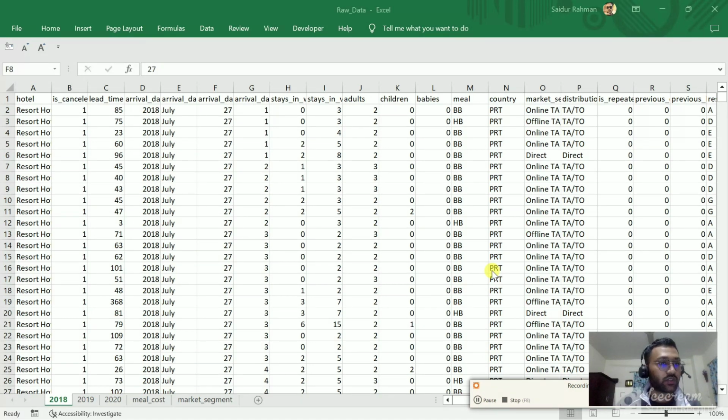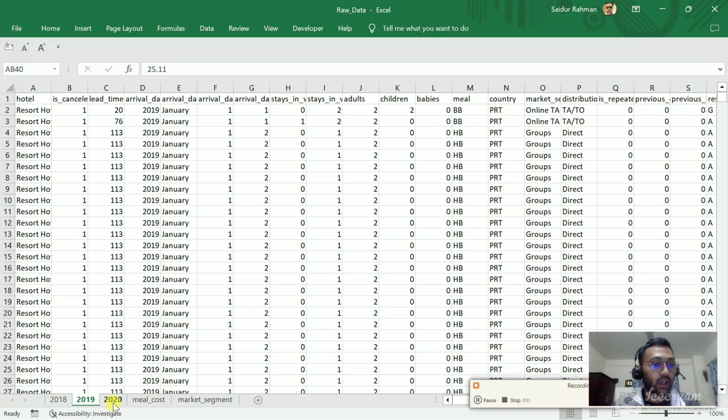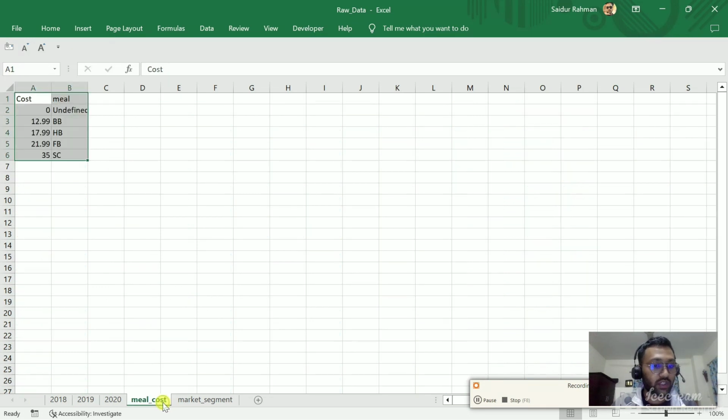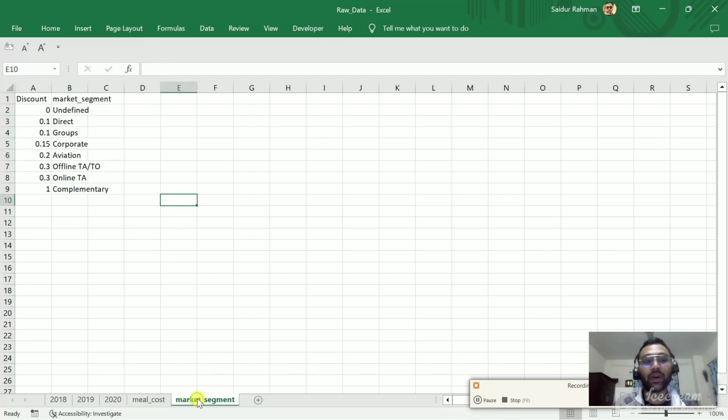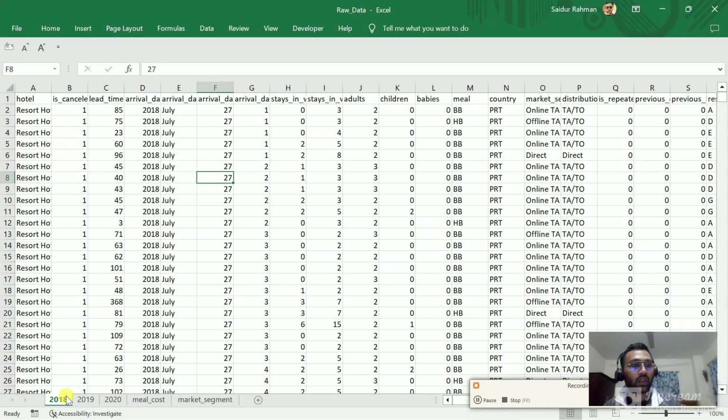Okay, fine. As I mentioned earlier, I have data covering three years, 2018, 2019, and 2020. So here is what the actual data looks like. I already mentioned that there are two extra sheets named meal cost and market segment. That was my raw data, from which I am getting the insight about that hotel.